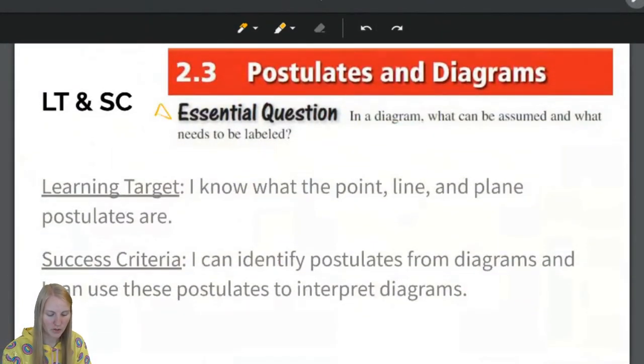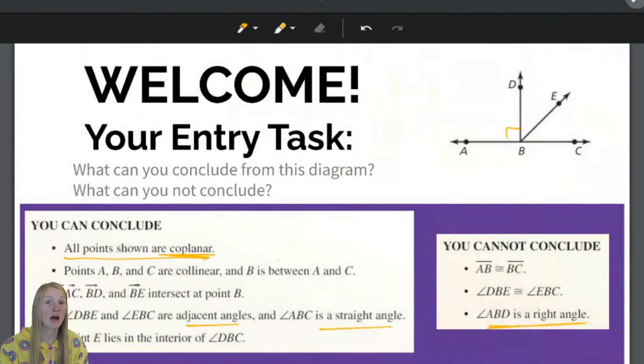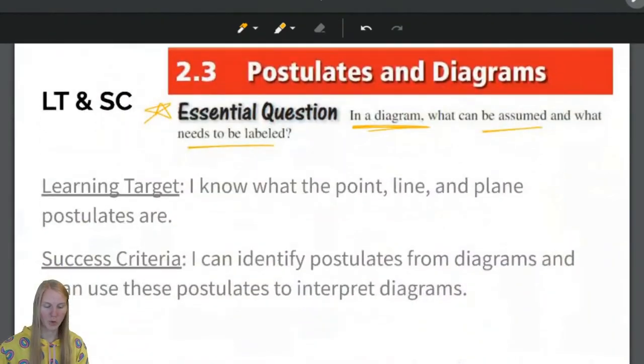I know typically I don't address the essential question, I just have it up there for you, but what 2.3 is all about is, in a diagram, what can you assume and what needs to be labeled. Like how we talked about, this little right angle box better be labeled, and if it's not labeled, we don't know if it's a 90-degree angle or not. It could be a 90-degree angle, but we don't know. Unless we see this box, we don't know if it's a right angle or not. So, what 2.3 is all about is, in a diagram, what can you assume and what needs to be labeled?